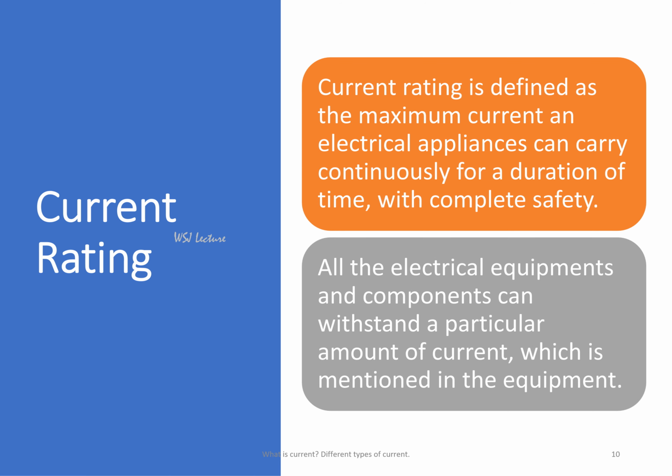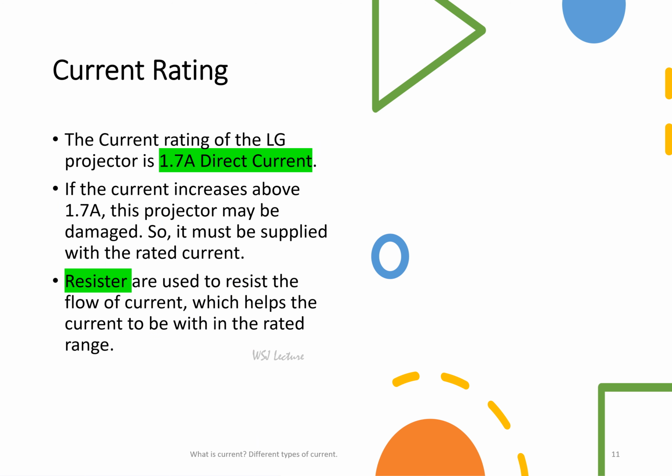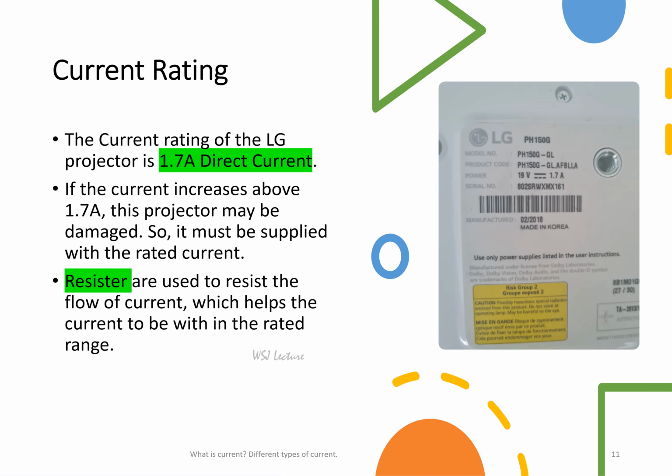The current rating. Current rating is defined as the maximum current an electrical appliance can carry continuously for a duration of time with complete safety. All the electrical equipments and components can withstand a particular amount of current, which is mentioned on the equipment. Here is an example of an LG projector. This is the current rating which is mentioned on the LG projector. The current rating is DC 1.7 amps.